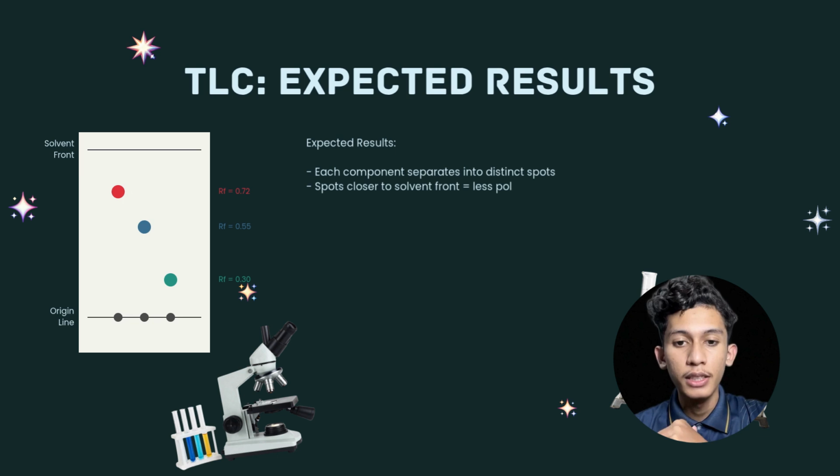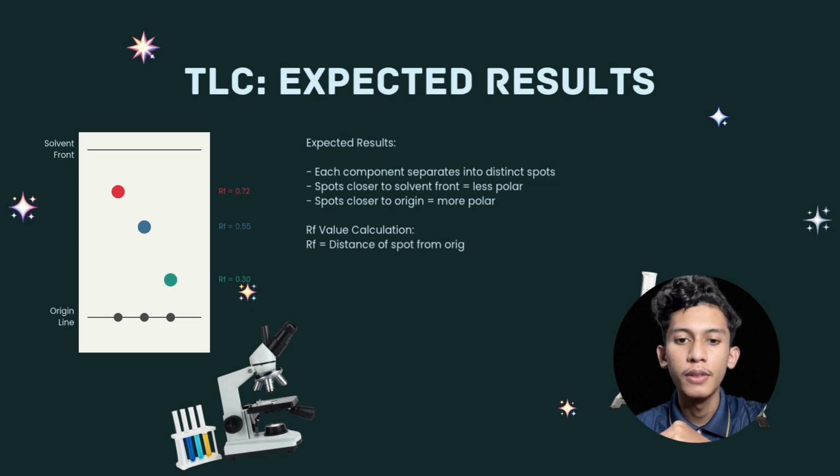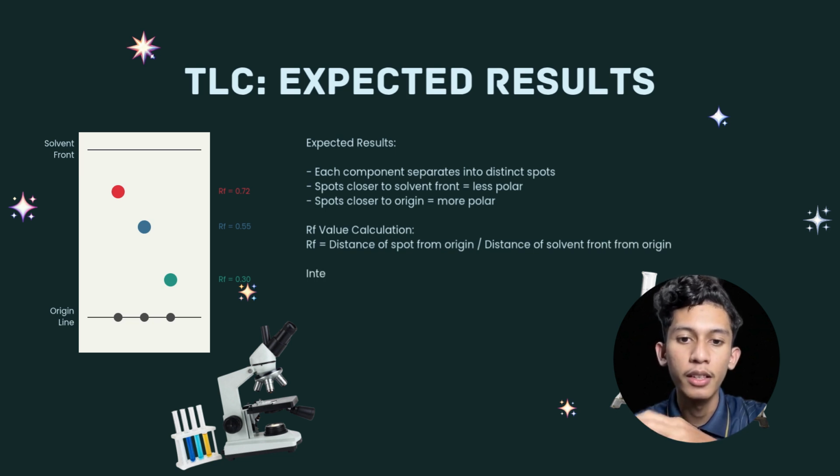Starting with the TLC expected results, the core principle driving this separation is like dissolves like. In a standard normal phase setup, non-polar compounds favor the mobile phase and travel further up the plate, while polar compounds adhere strongly to the silica stationary phase near the bottom.